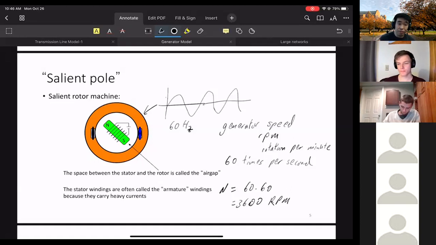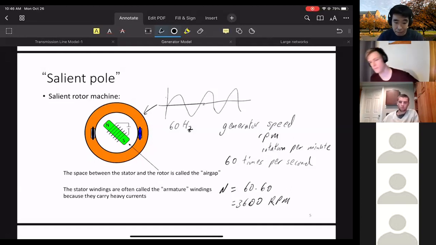But if you change the grid frequency, it's actually 50 Hertz. Okay, so the generators cannot work across different frequencies, right? When you design a generator, this is basically a hard-coded value sometimes into the generator.